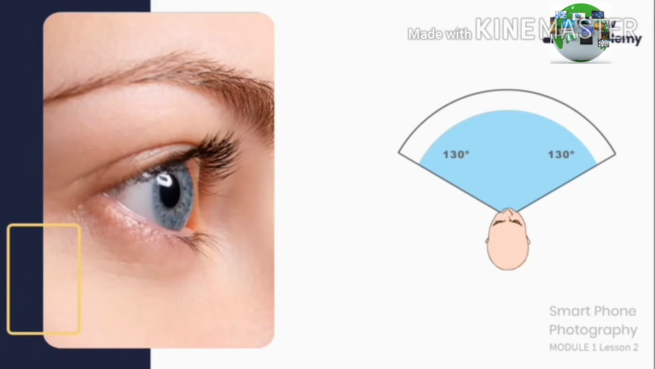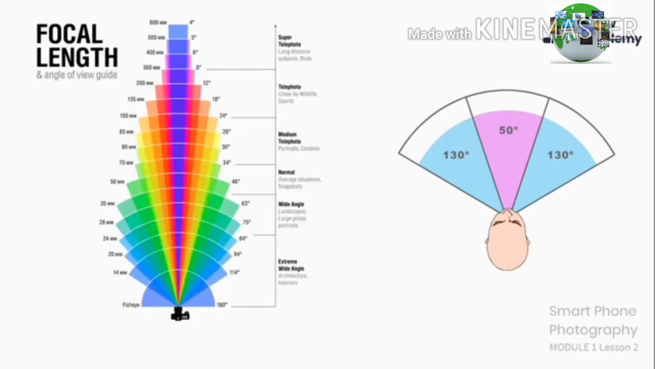But if you actually think about what the focused part of our vision is, how many degrees do you think that is? Our full field of vision is somewhere in the range of 130 degrees. But if you think about exactly what you're looking at ahead of you, it's a much narrower field of vision, and that is in the region of 50 degrees. So when we look straight ahead and we're focusing on something, what's in focus to our eyes is in the region of 50 degrees. And this translates very much into our lenses as well.